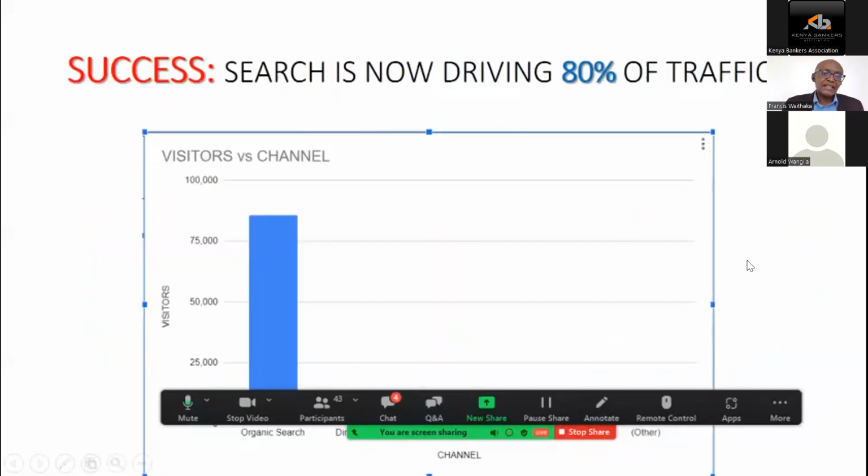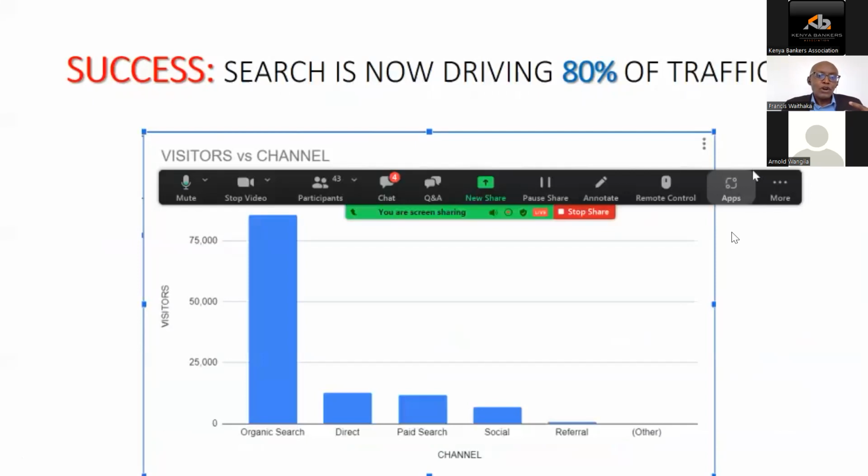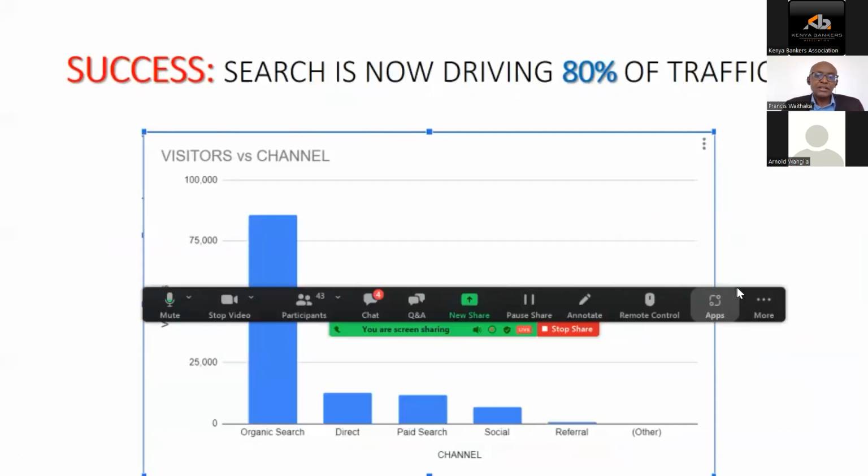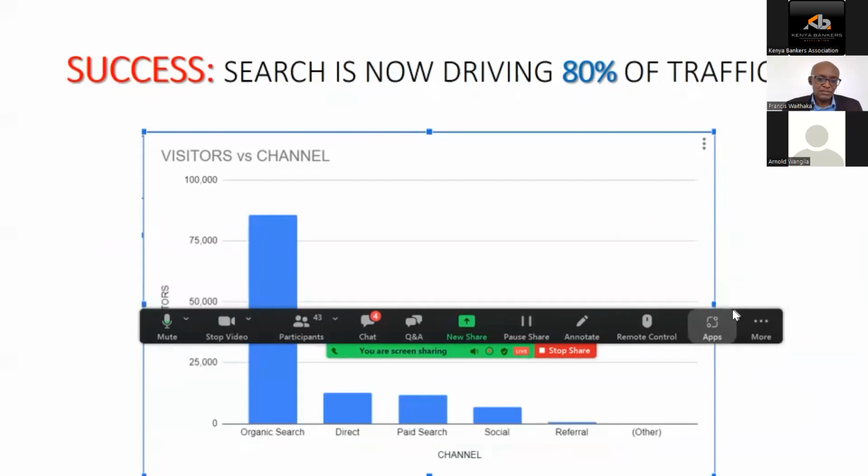So what are their successes in terms of their wins? This year, and this is a dashboard that was shared with me from them, more than 80% of the customers visiting their website discovered them by searching on Google. So you go and look for non-alcoholic drinks in Kenya, and then you find Jay's Wines. If they were relying only on social media, it would be less than 2%. If they were relying on referrals from other websites, almost 0%.